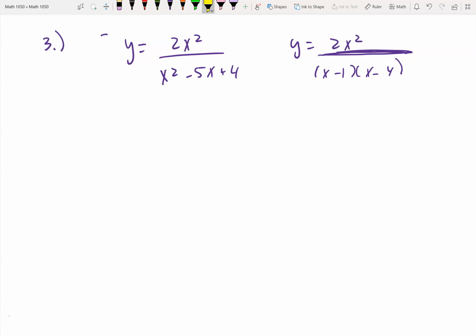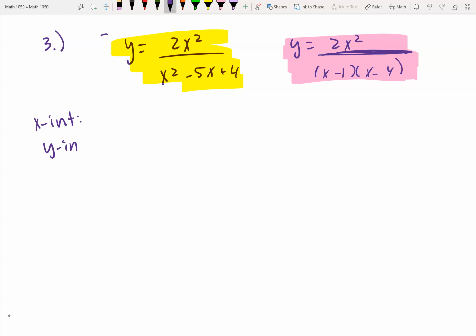Sometimes I'm going to look at yellow and sometimes I'm going to look at pink. I have to remember the list of things I'm finding, which are x-intercept, y-intercept, vertical asymptote, non-vertical asymptote, and does it cross. X-intercepts come from the top. Let the top be equal to 0. Let 2x squared equal 0. You get 0, 0. And since it's even, it bounces. If 0, 0 is an x-intercept, it's also a y-intercept.